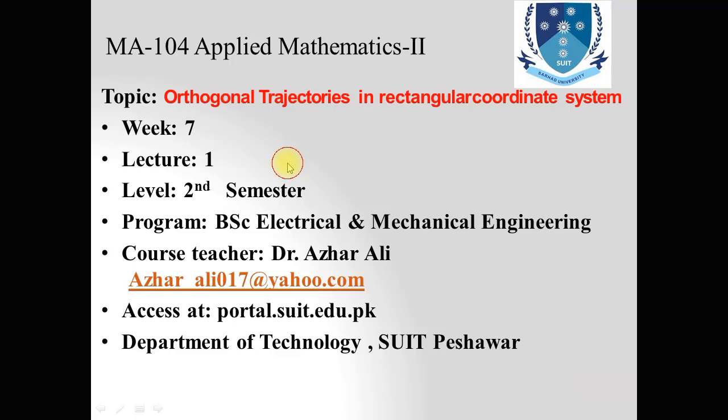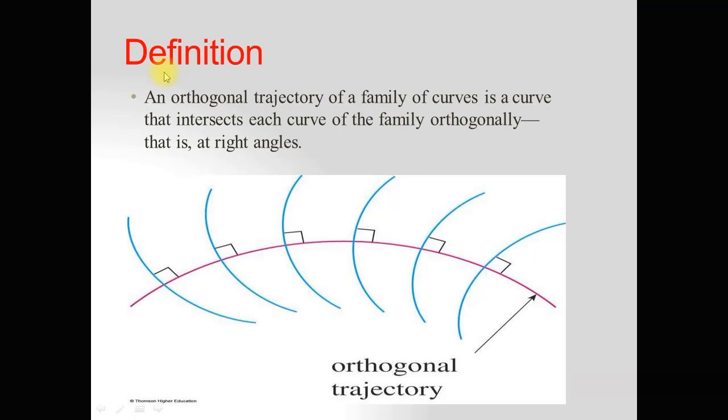Now, what is an orthogonal trajectory? An orthogonal trajectory of a family of curves is a curve that intersects each curve of the family orthogonally, that is at right angles.